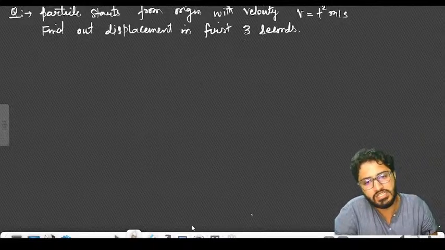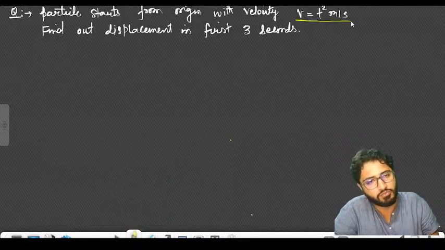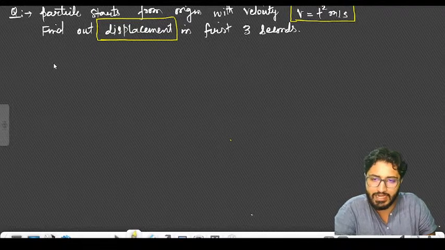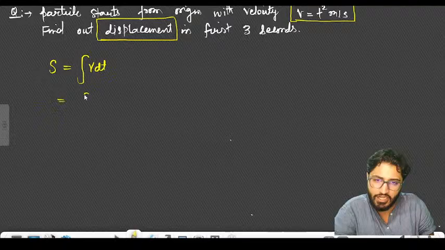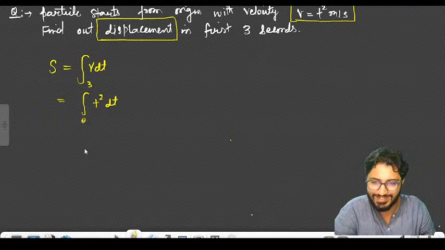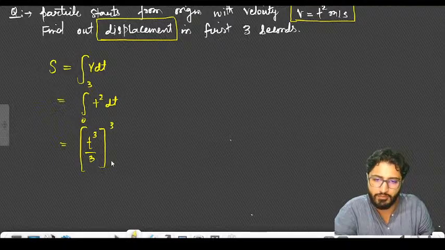Okay. So look, what is given to us? If we can see here, my velocity is given to me. And what we have to find out? Displacement. That means I can write displacement is equals to integration of velocity with respect to time. Integrate from 0 to 3, velocity is equals to t square, then dt. Done now? Okay. So what is the integral of t square? It came out to be t cube by 3. Upper limit is 3. Lower limit is 0.